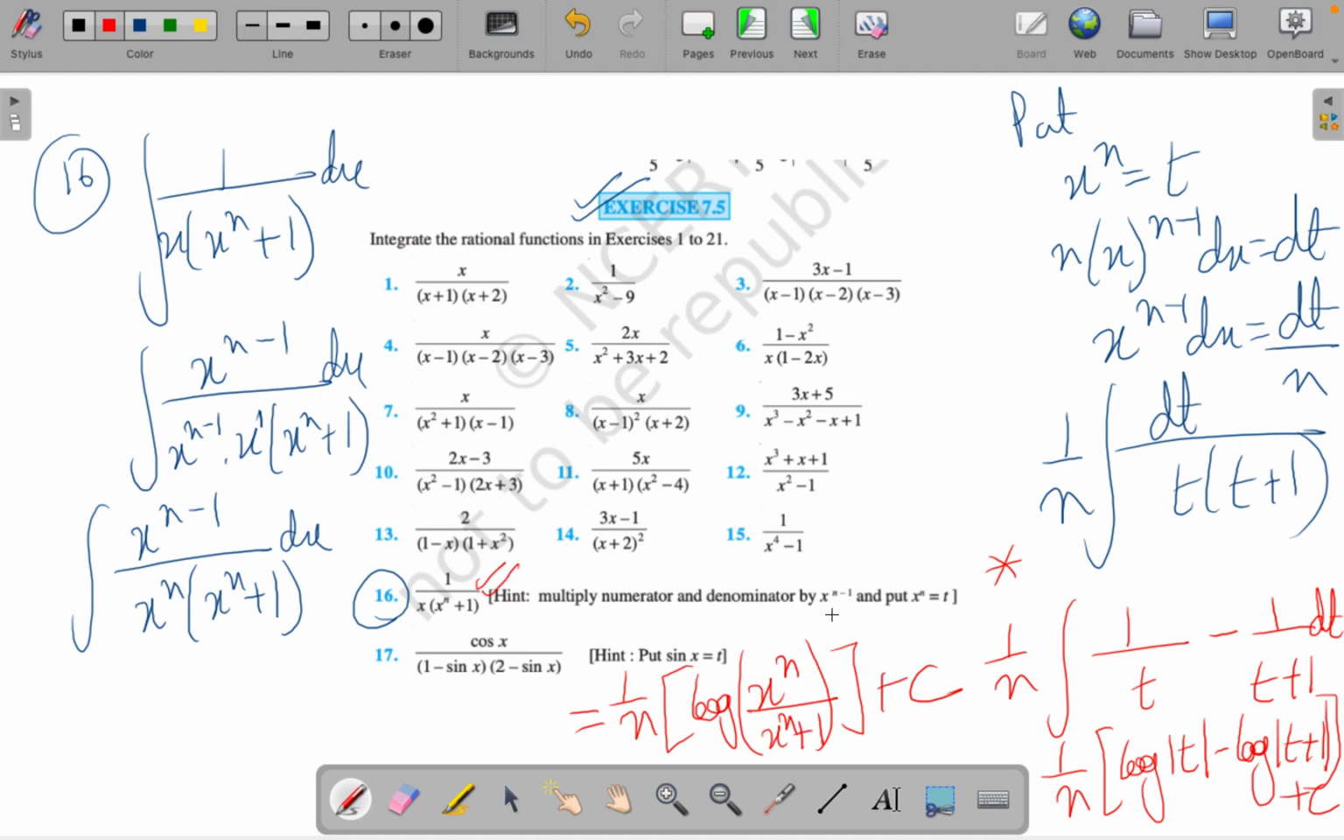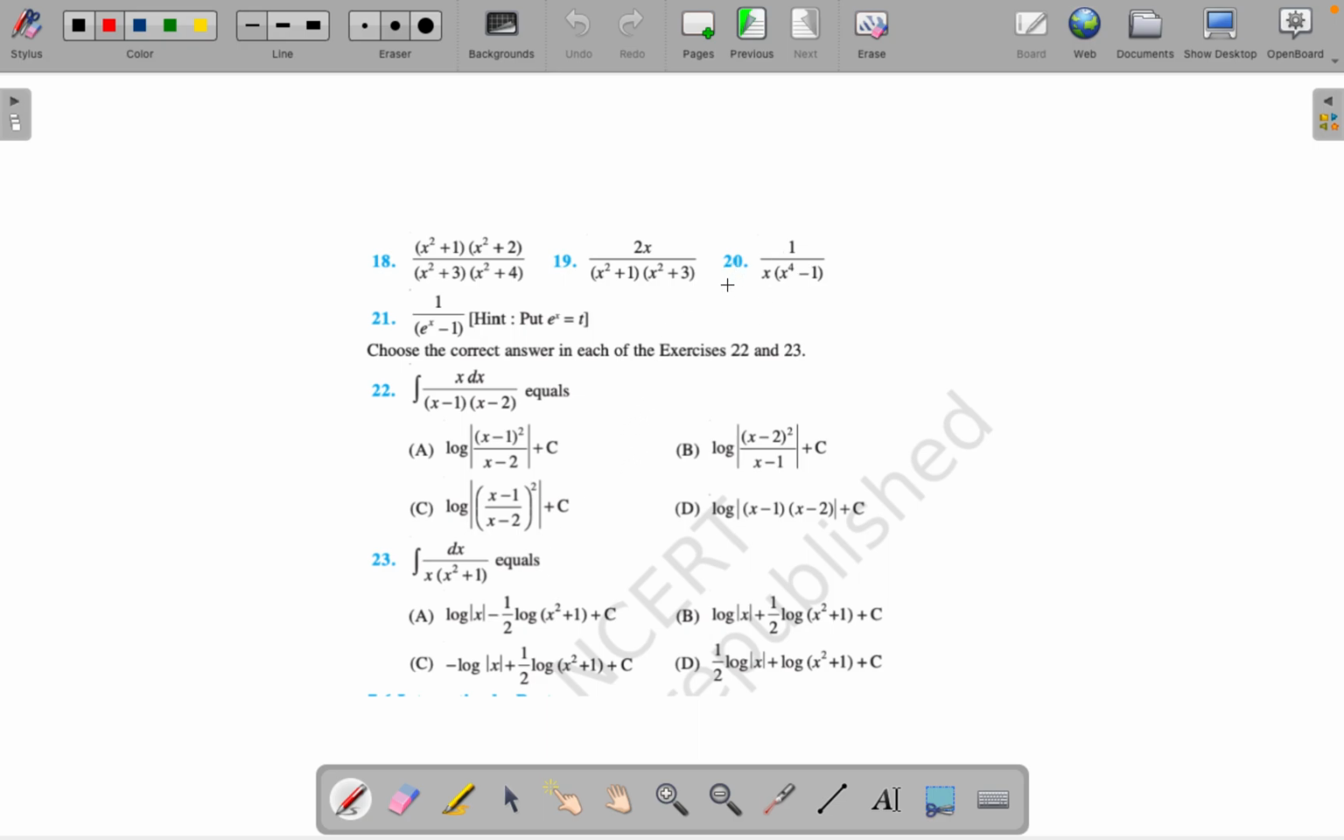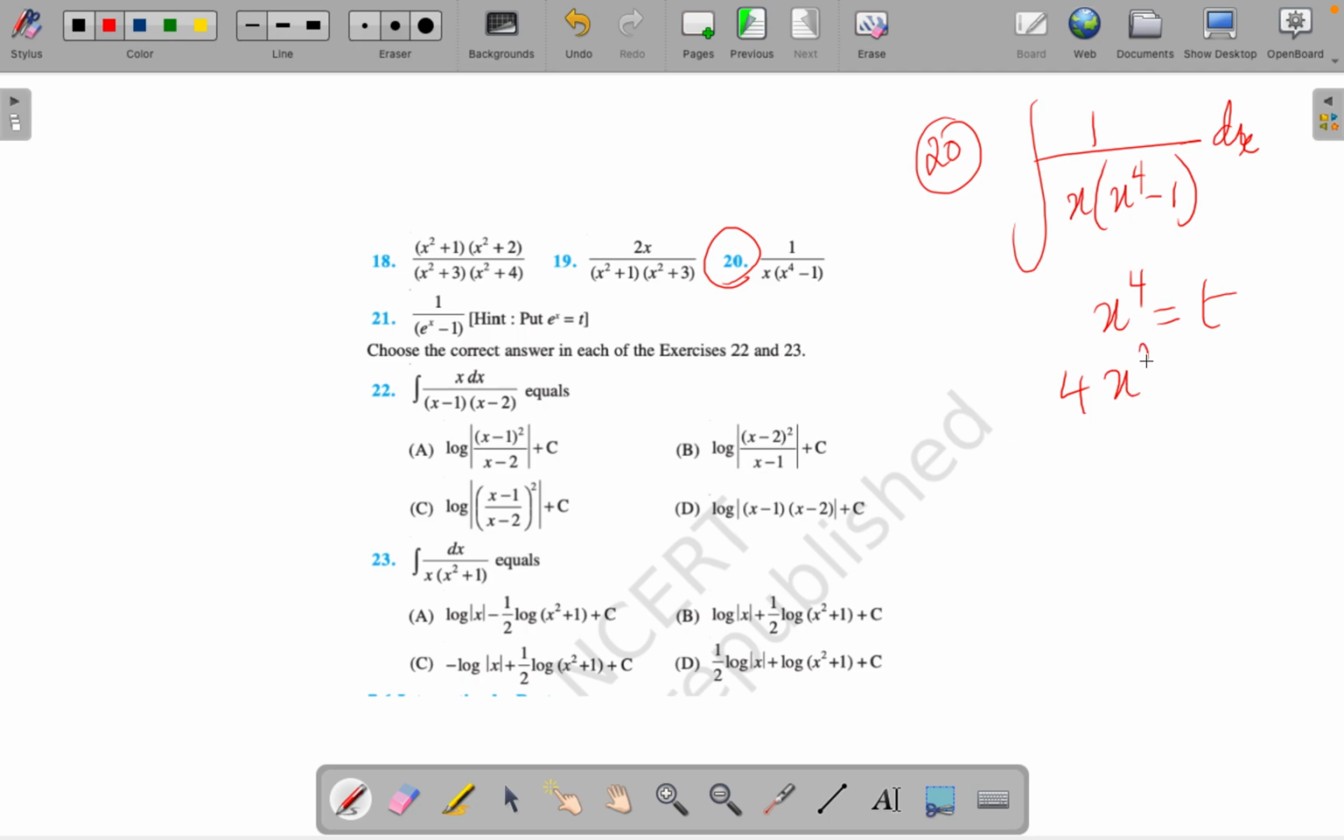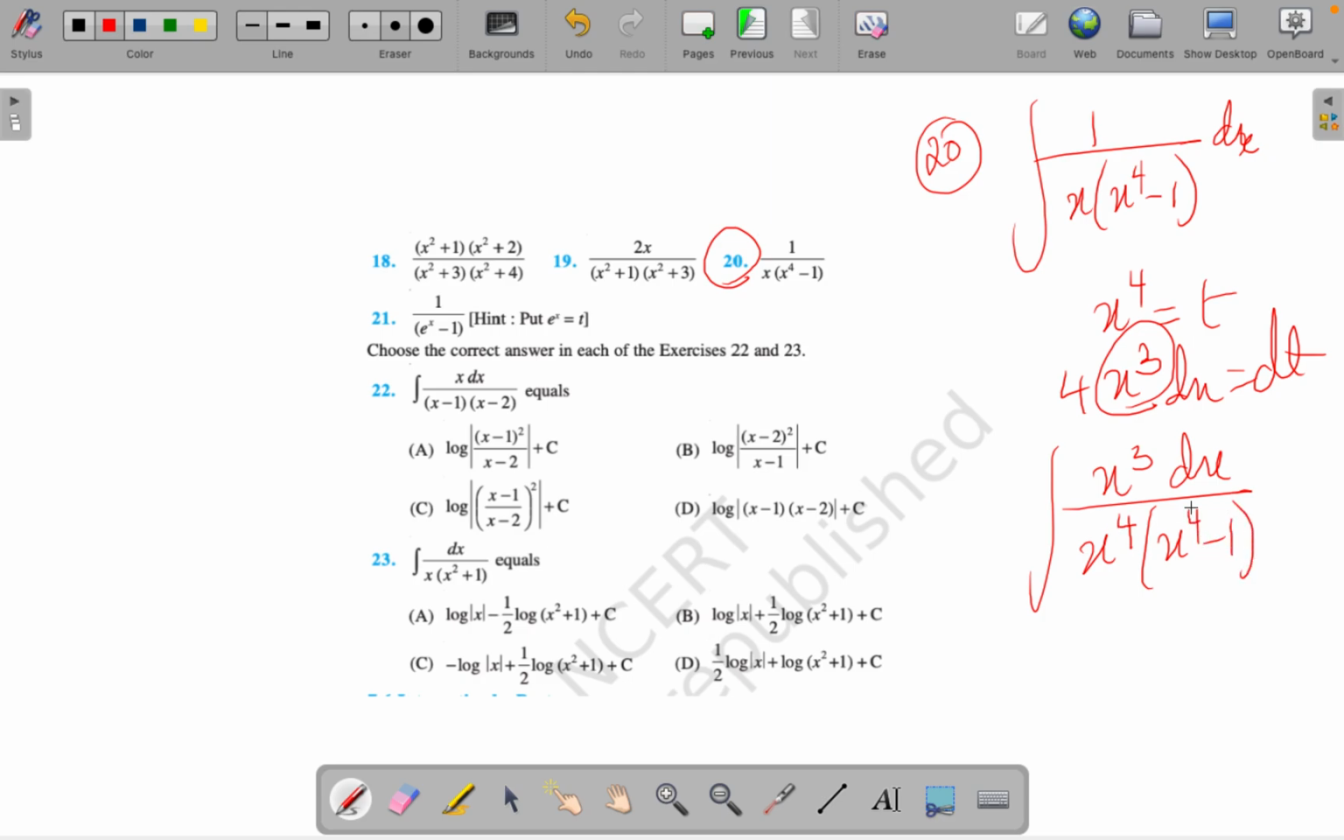Similarly, if you talk about this question, children, question number 20 will be done in the same way. 1 upon x into x to the power 4 minus 1 dx. Now, how will you come to know what to multiply by? If we put x to the power 4 as t, then 4x to the power 3 dx equal to dt will come. So from this step it clicked for me that I need x cube in the numerator. So x cube dx, and below it again x to the power 4, x to the power 4 minus 1. So now you know how to solve it. I'm not going to solve it. Question number 21 also is in the same way.